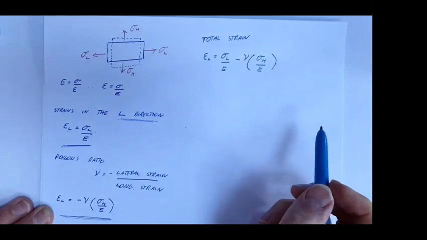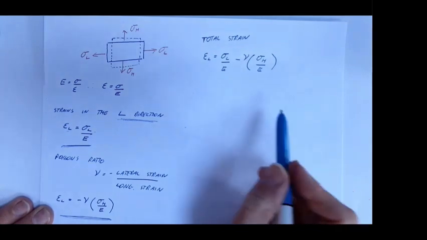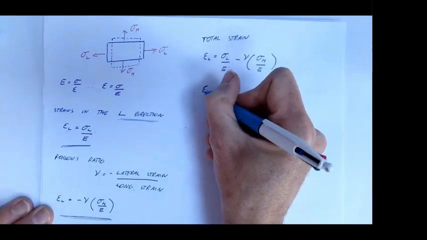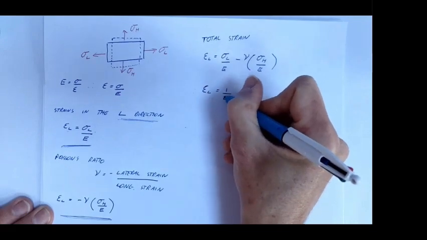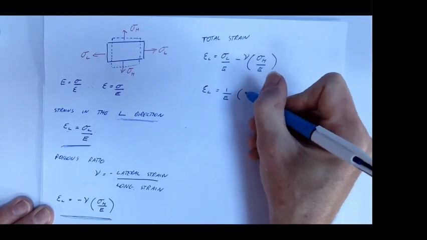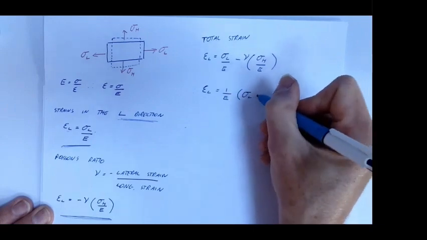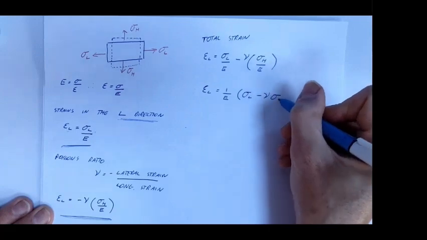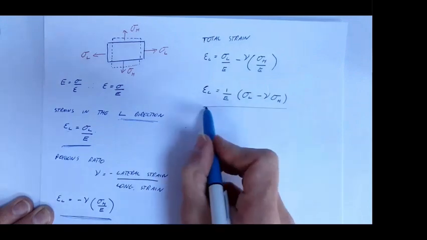Okay, so my total strain in that direction is going to be that. Clearly, we can factorize that. So my longitudinal strain equals 1 over my Young's modulus times my longitudinal stress minus Poisson's ratio times my hoop stress. Okay, so that's the total longitudinal strain.